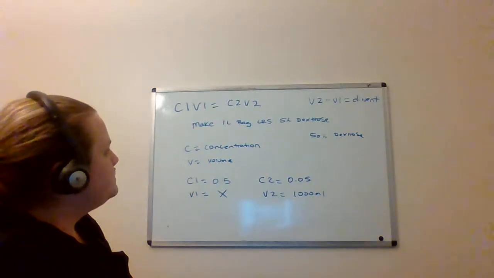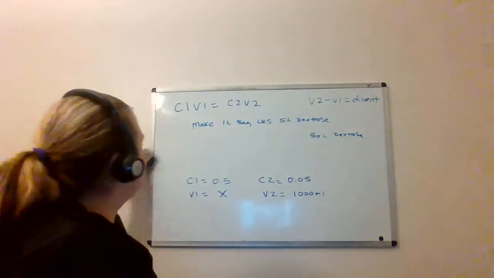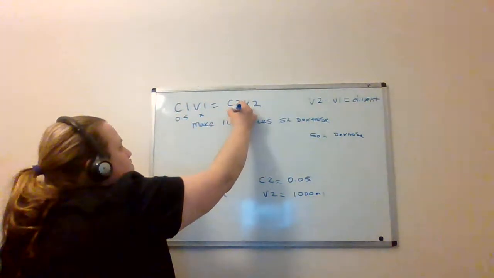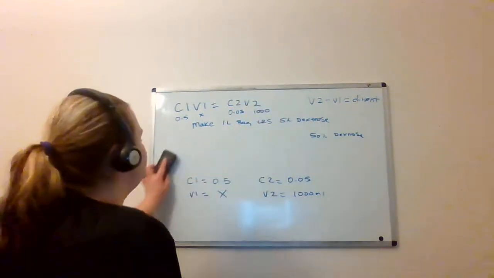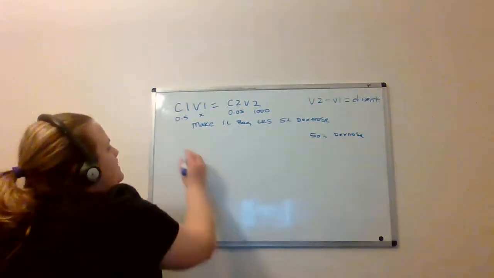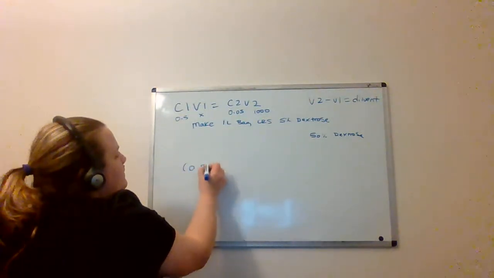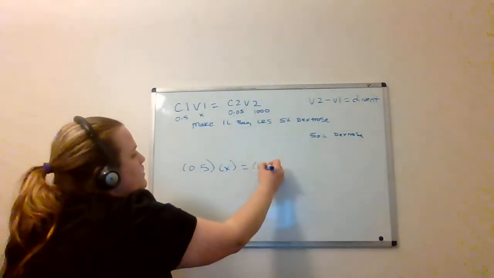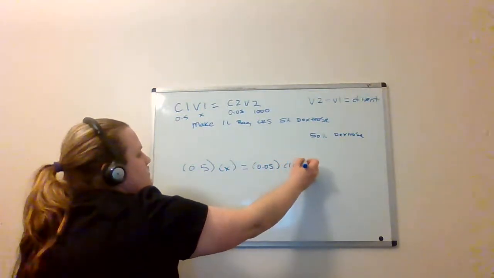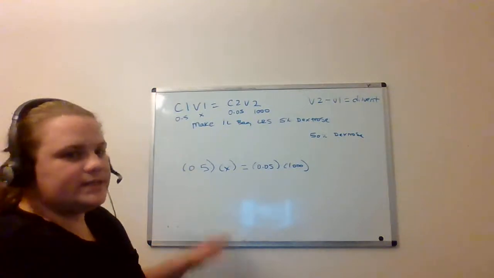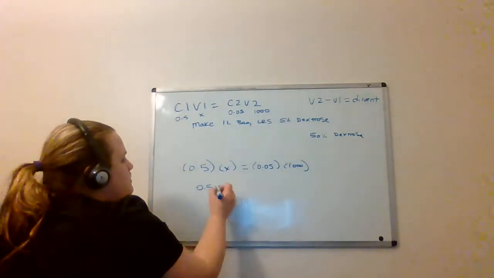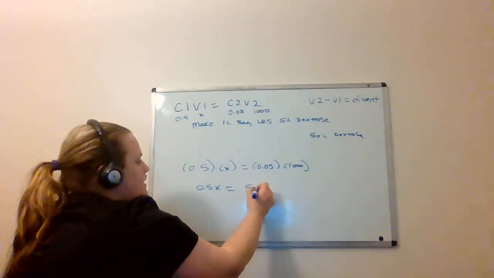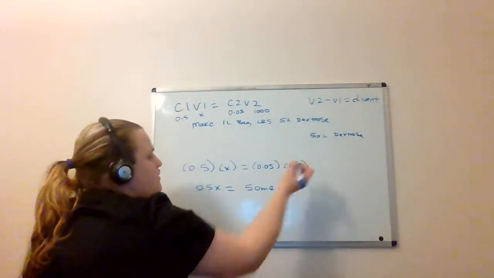Okay, so we've identified our pieces. Now we just have to plug in the numbers. So let's write it up here. C1 was 0.5, V1 was X, C2 is 0.05, V2 is 1,000. All right, so let's go through the math. C1, we'll plug that number in as 0.5. V1 is X equals 0.05 times 1,000. Okay, so we can simplify this side pretty quickly and easily. It's going to be 0.5x equals 0.05 times 1,000, which is going to be 50 mLs, because this is an ml right here.